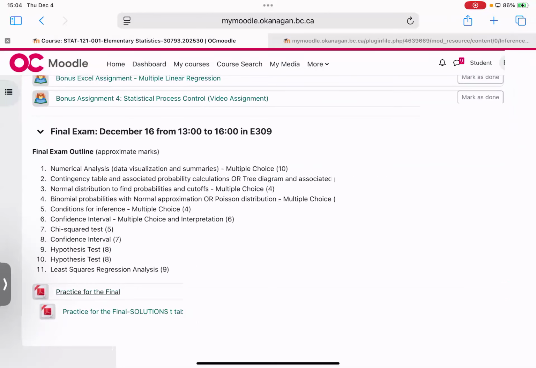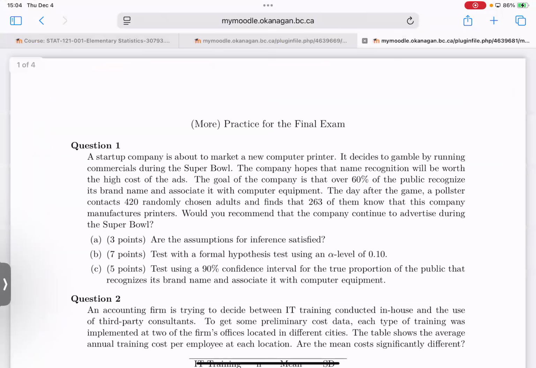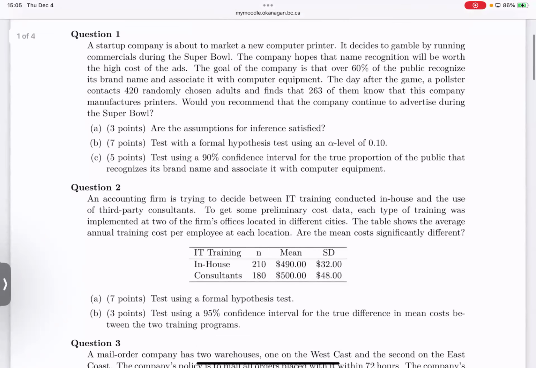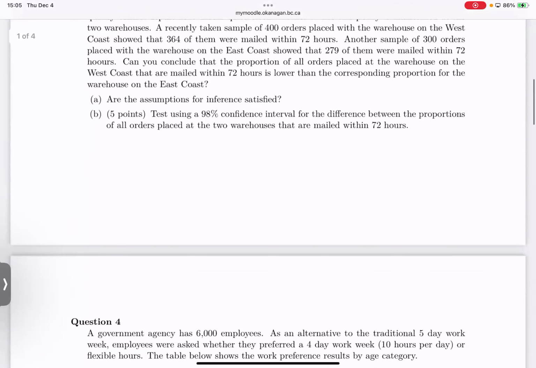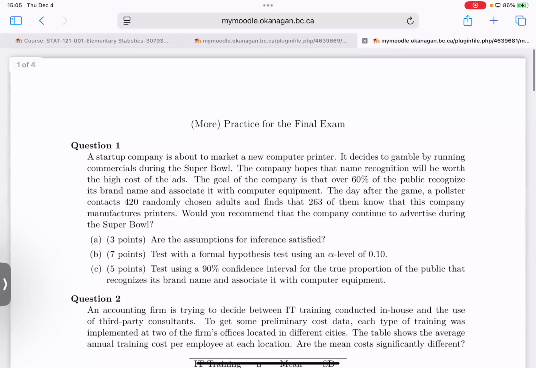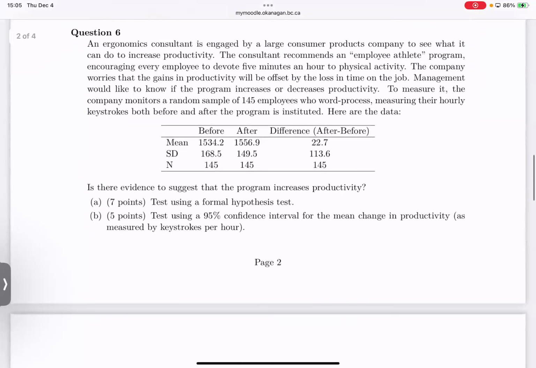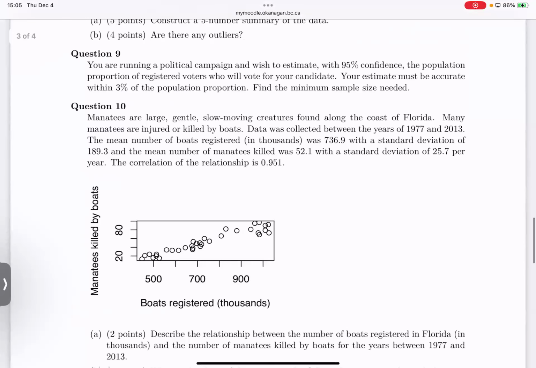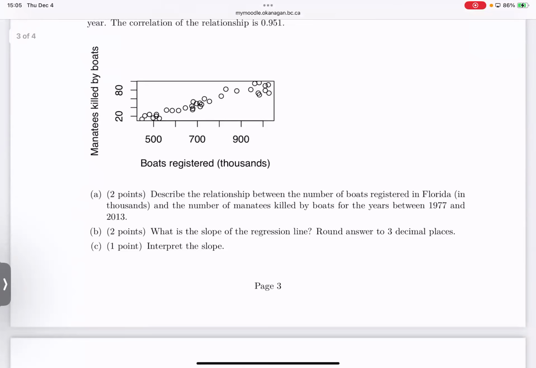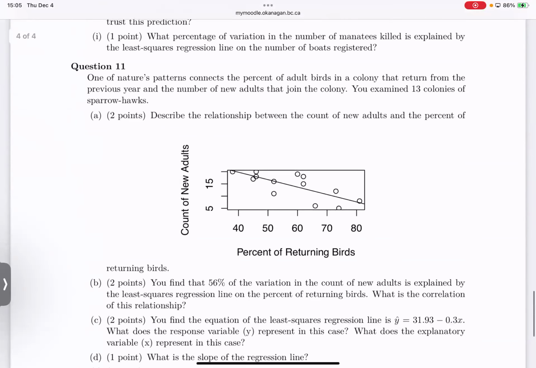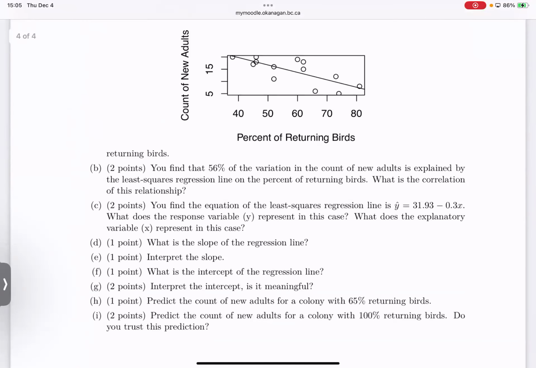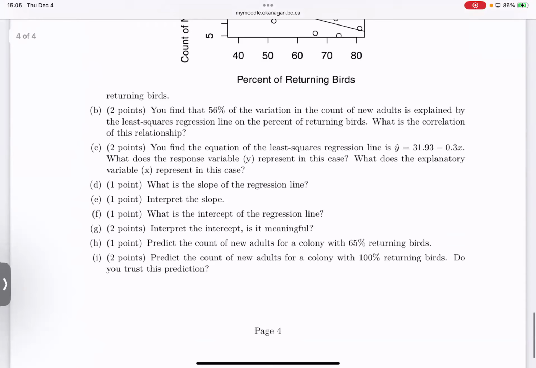I have posted a practice for the final. It's, again, really long, with more practice and the solutions, including some regression questions. How can you tell it's a regression question? Because there's a scatter plot. So there are some regression questions that you can practice as well.